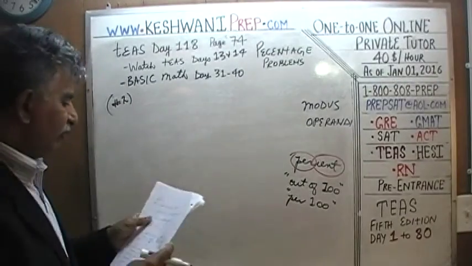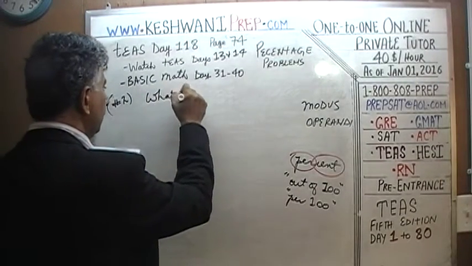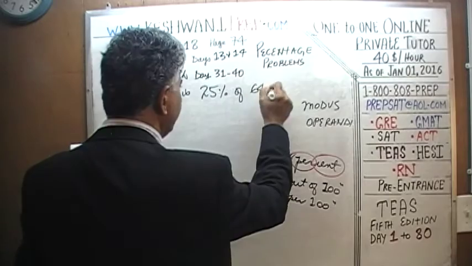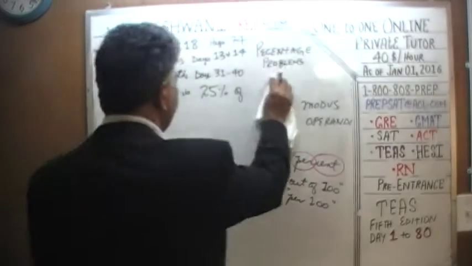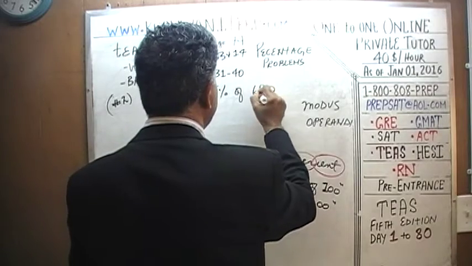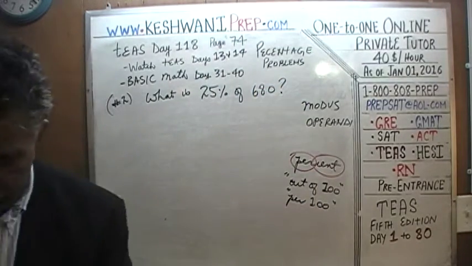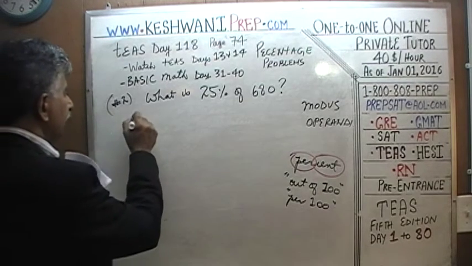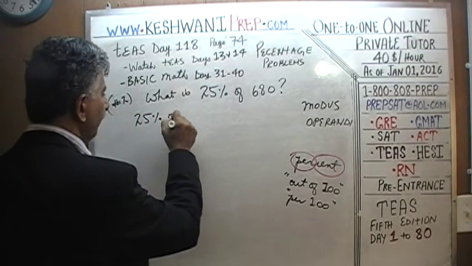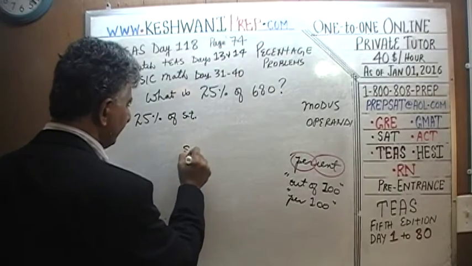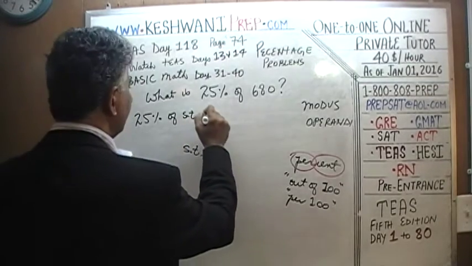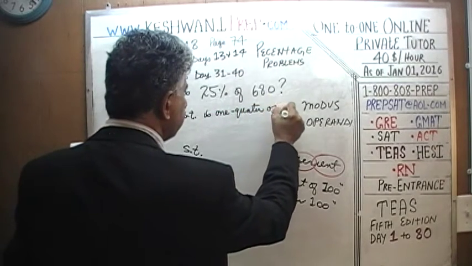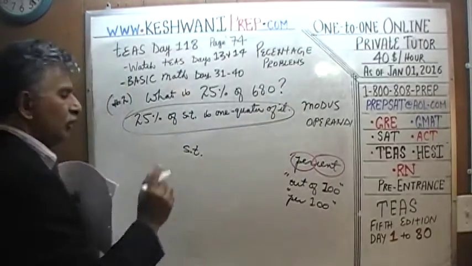Understand? What is 25% of 680? That's the question. Well, we know 25% of anything is simply 1/4 of it. 25% of something is simply 1/4 of it. That's what 25% means.